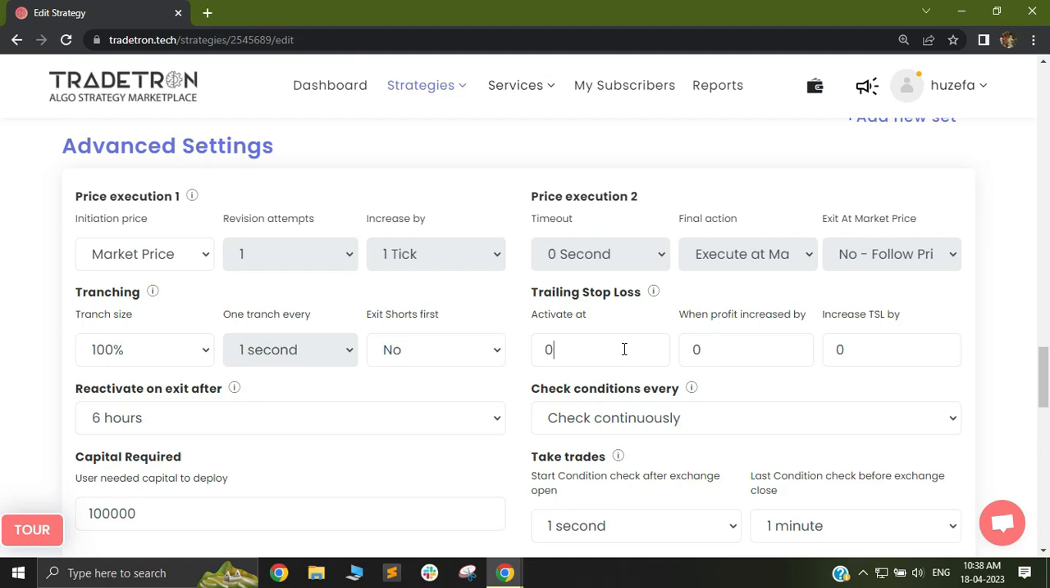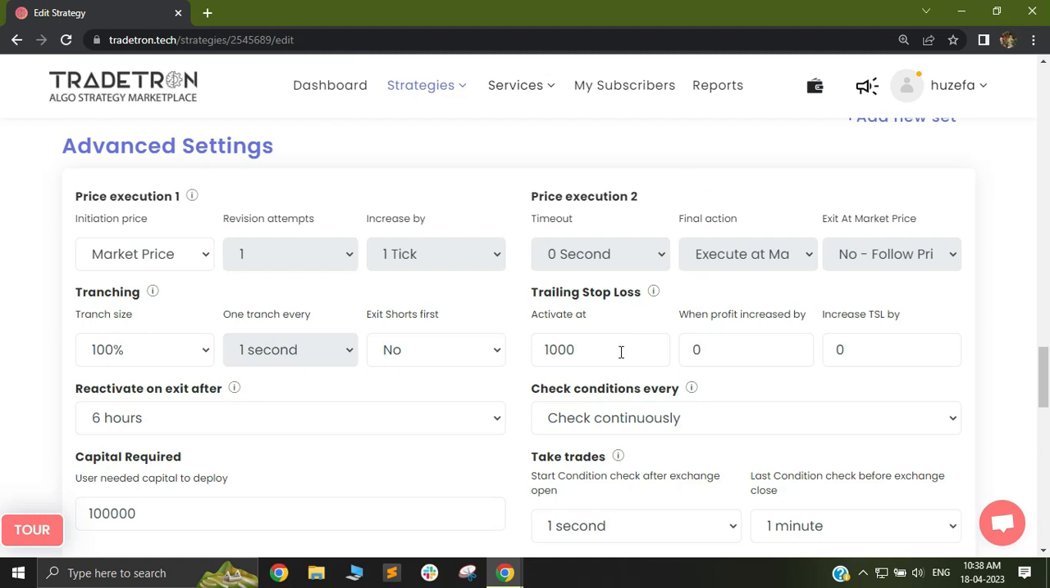When you look at activate at, it is the price or the PNL after which your trailing stop loss will be activated. So let's say I put 1000 rupees out here. Once the profit of my strategy is above 1000 rupees, only then my trailing stop loss will be activated. This is the meaning of activate at. Now it is also important to note that this activate at value is automatically multiplied by the multiplier of your strategy. So if your strategy is at 10x or 20x or 2x, in that case your activate at value, and all the other values that you see out here, will automatically be multiplied by 10, 20 or 2 or whatever you have set in the multiplier.